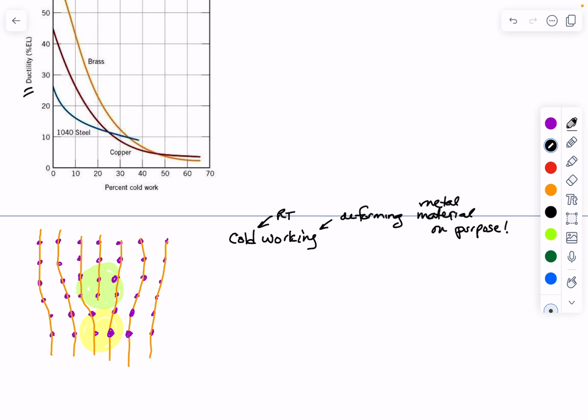There are other words for this. Sometimes you hear it called strain hardening. These refer to the processes. You might even hear it called work hardening, right? So they're all very descriptive names, and I want you to understand how it is that doing this to a part makes it stronger. So why does deforming a material on purpose make it stronger? Why does it make a metal stronger?